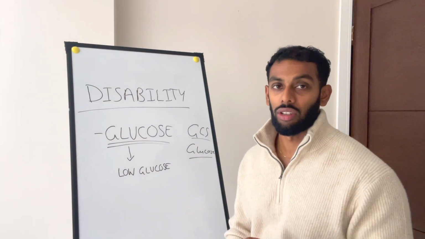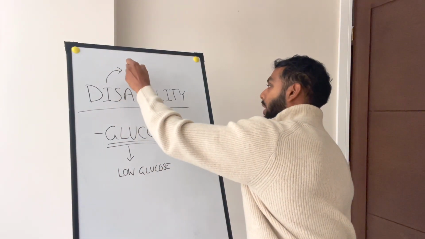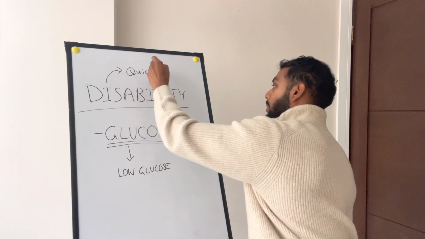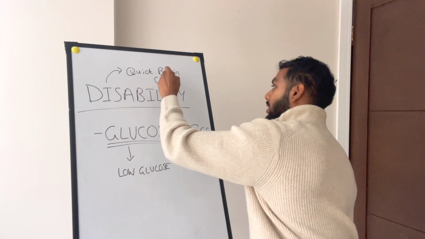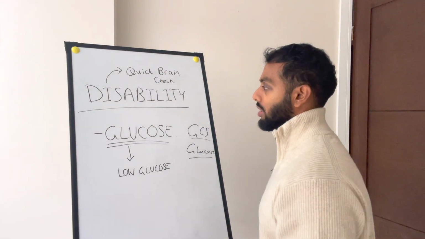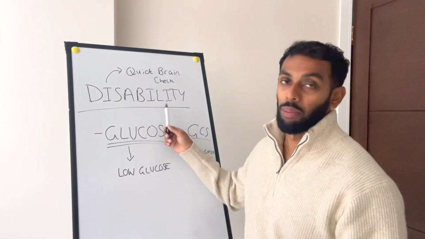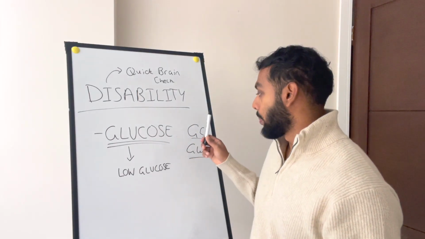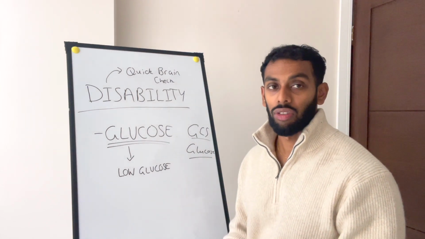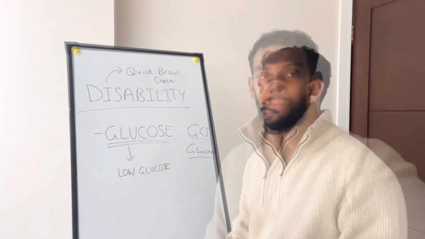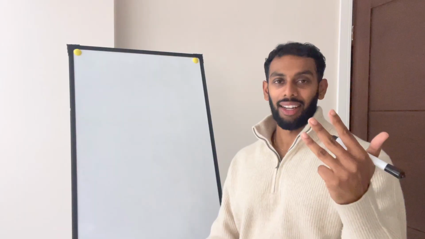Those are the 2 things you need to remember under disability. So disability is a quick brain check. Because it's quick and there's only a couple of things under it, people sometimes skim past it, but it's one of the most important ones, because if the patient has a low GCS or a low glucose, that can be life-threatening for them. Well done, you've done A, B, C, and D.